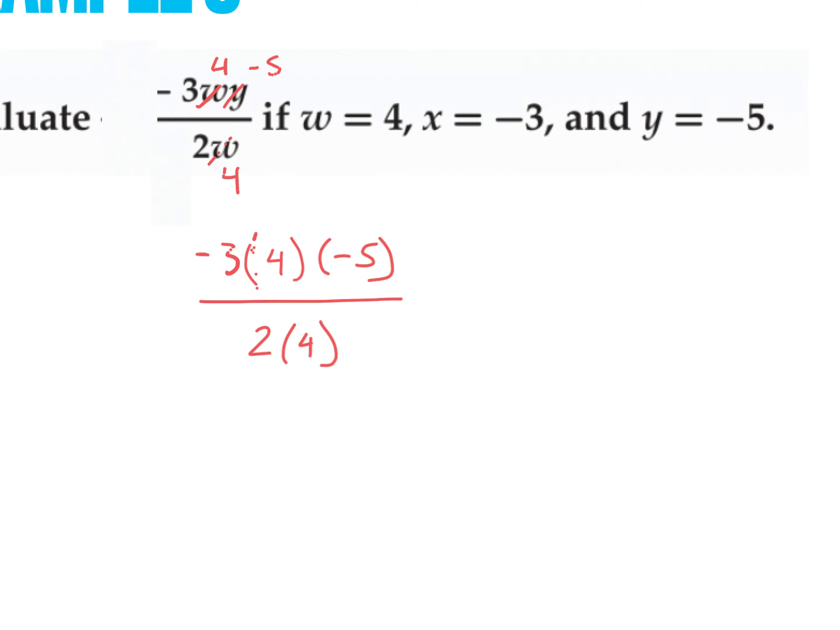What should we do first? Multiply what? Anybody? What are we multiplying first? The negative 3. Awesome. What's negative 3 times 4? Negative 12. We're doing negative 3 times 4 first. That gives us negative 12.